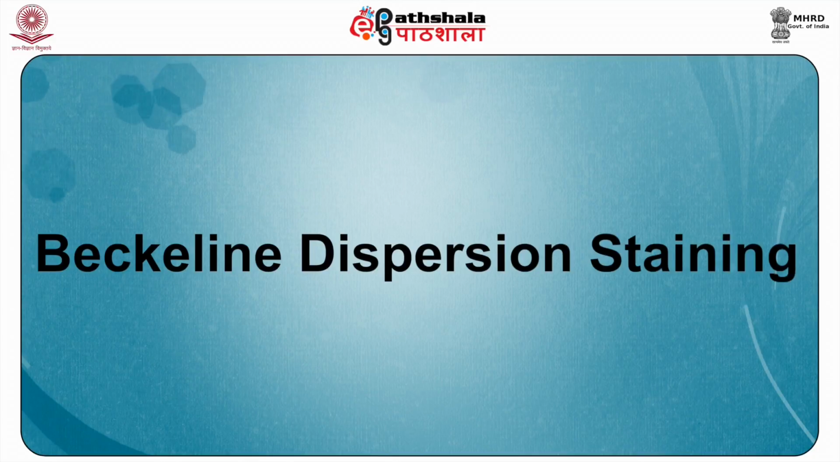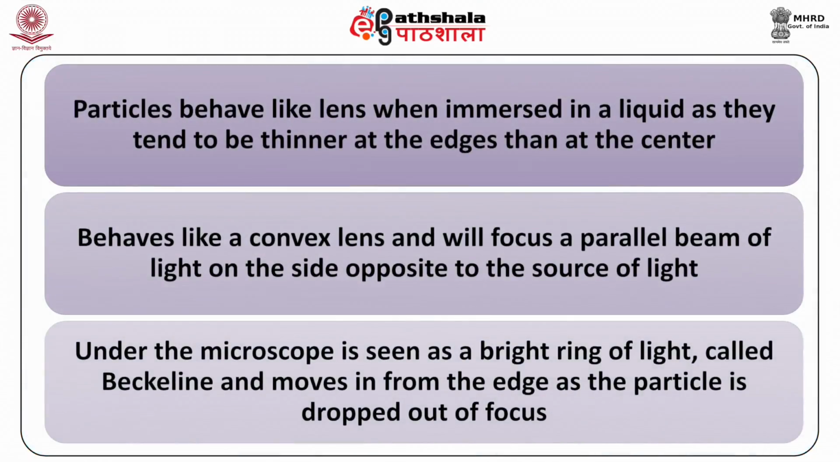Now, a brief sketch of all these techniques is as follows. Backline dispersion staining is based on the fact that particles behave like lenses when immersed in a liquid, as they tend to be thinner at the edges than the center. If the refractive index of the particle is greater than the surrounding liquid, then it behaves like a convex lens and will focus a parallel beam of light on the side opposite to the source of the light.